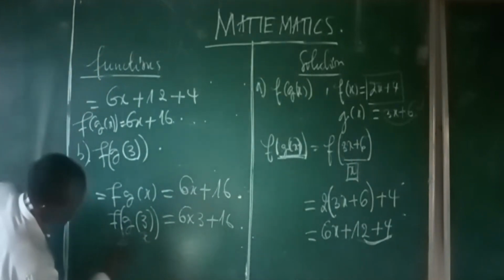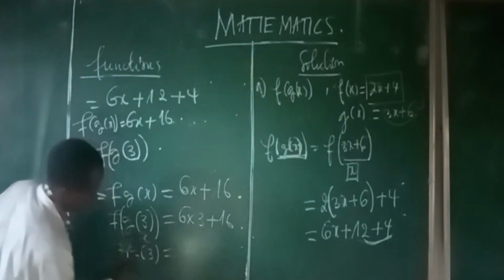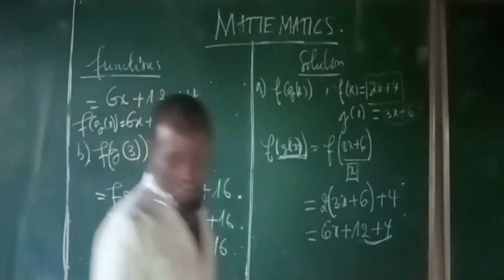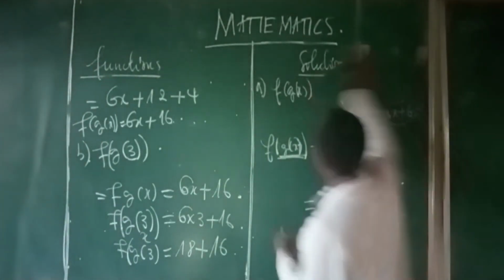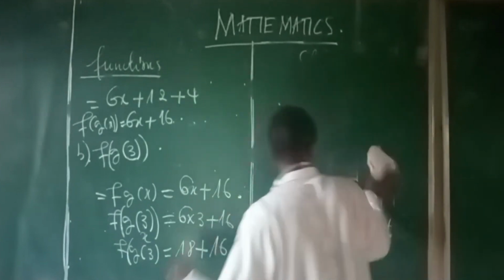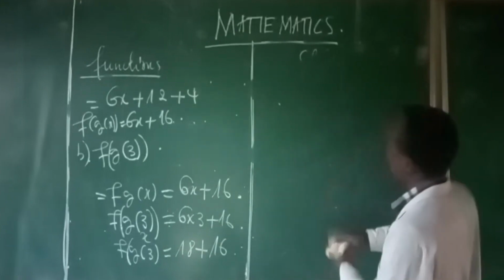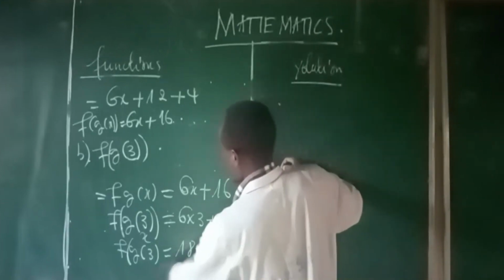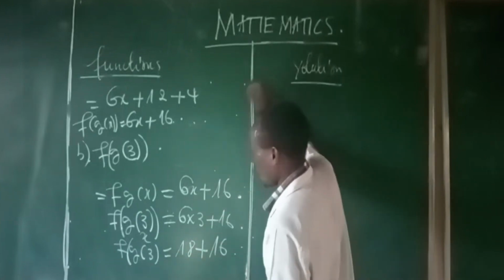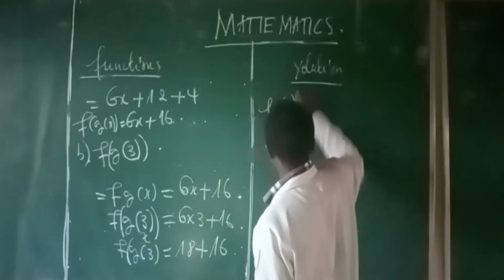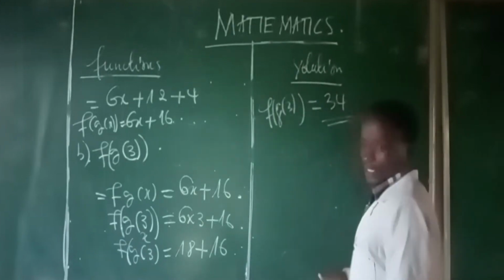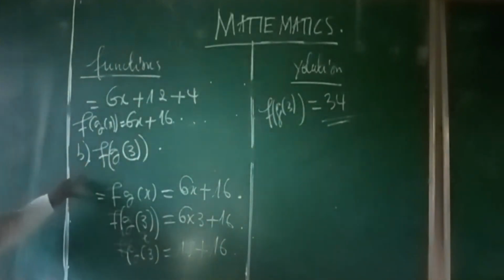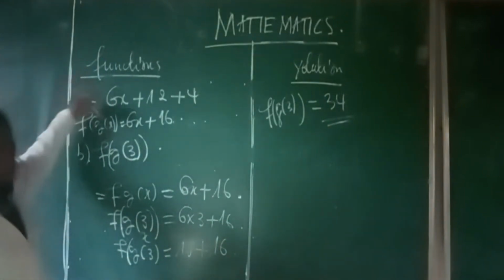Then f of g of 3 will be 18 plus 16. Now finally, 18 plus 16 is 34. F of g of 3 is 34. So this is how to find the combination of two functions when we have been given those functions, right?